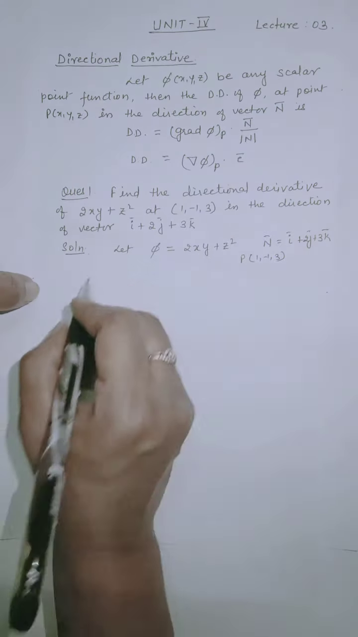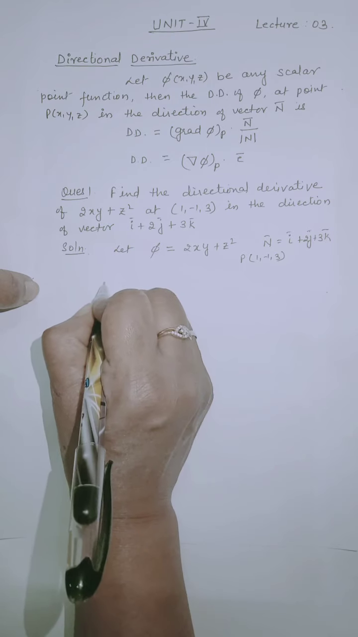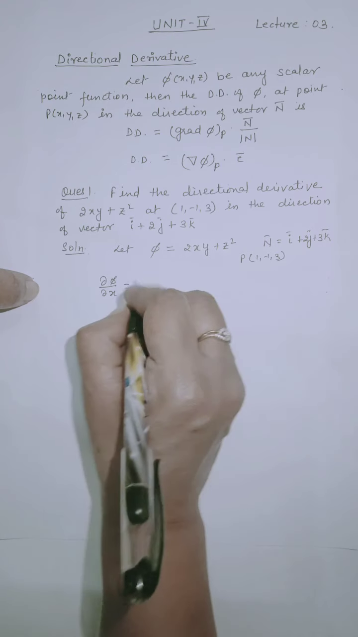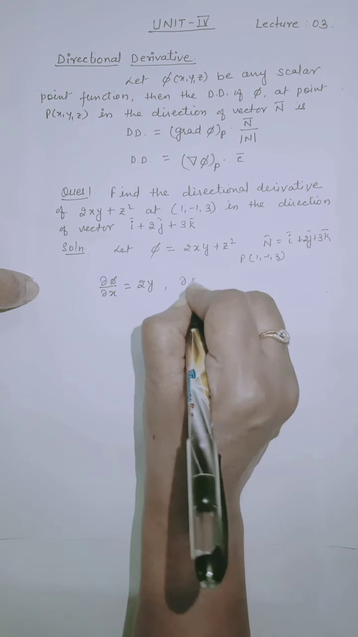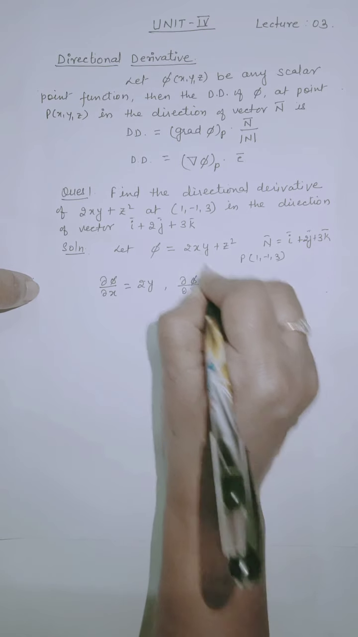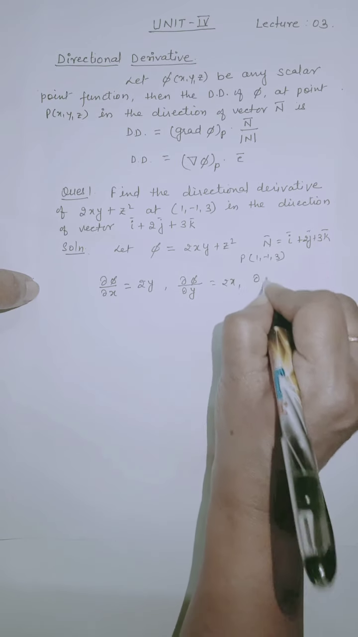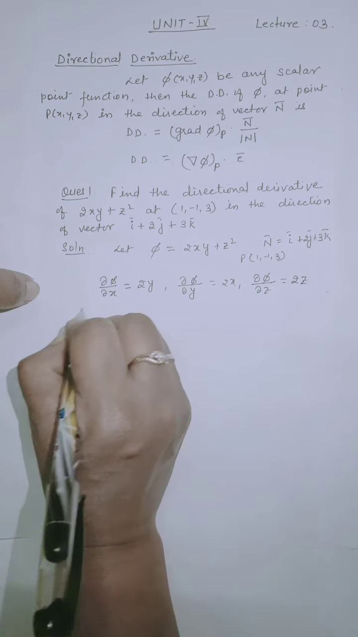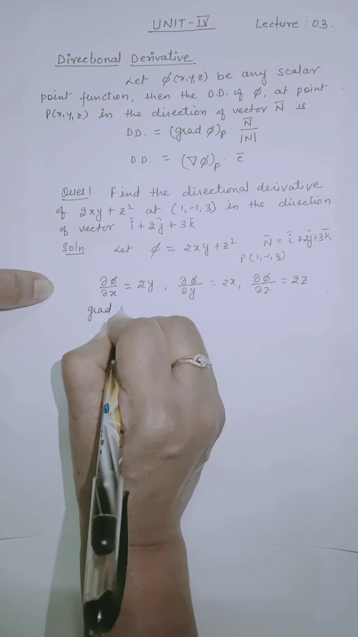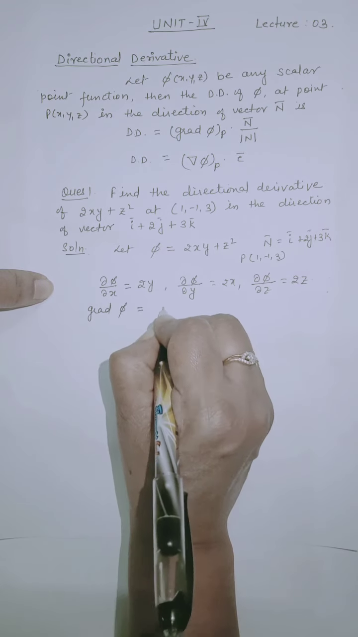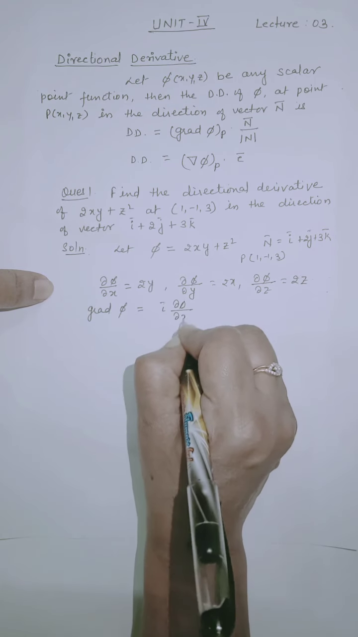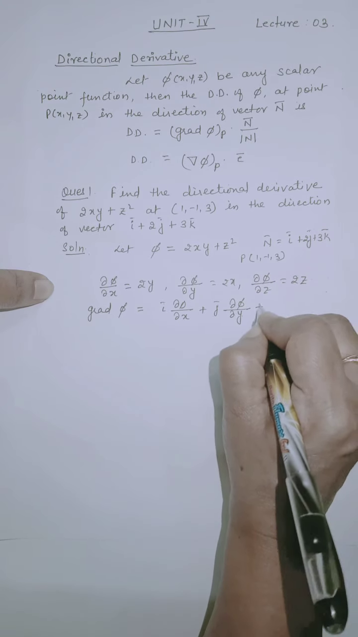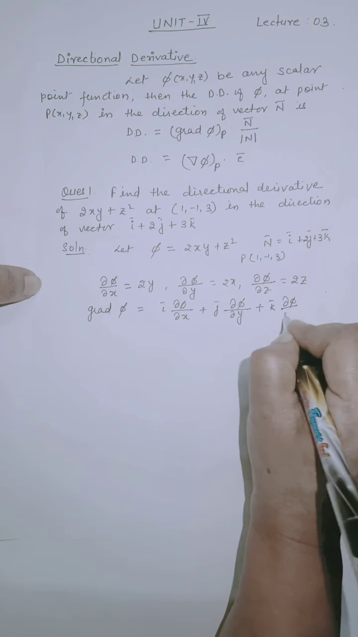So let us first find grad phi at point P and multiply it with the unit vector. So for finding grad phi you will be needing del phi by del x, that is equal to, here you see 2y. Del phi by del y is nothing but 2x. Del phi by del z is equal to 2z. And all of you know what is grad phi. Grad phi is nothing but I del phi by del x plus j del phi by del y plus k del phi by del z.